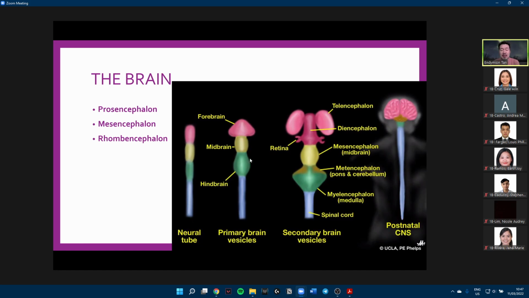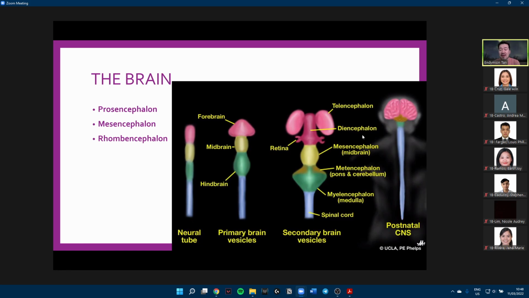The midbrain or the mesencephalon still is the midbrain or mesencephalon. The hindbrain or the rhombencephalon would become the metencephalon and the myelencephalon. Later on, the telencephalons, those secondary brain vesicles, would differentiate again. The telencephalon would give rise to the cerebral cortex and the basal ganglia. The telencephalon would become the basal ganglia and the cerebral cortex.